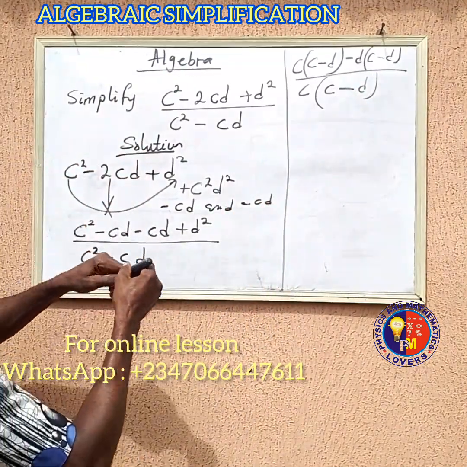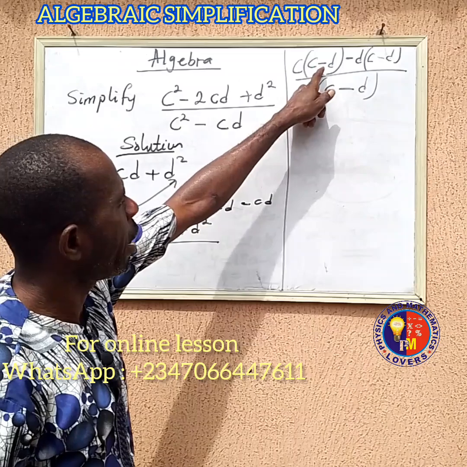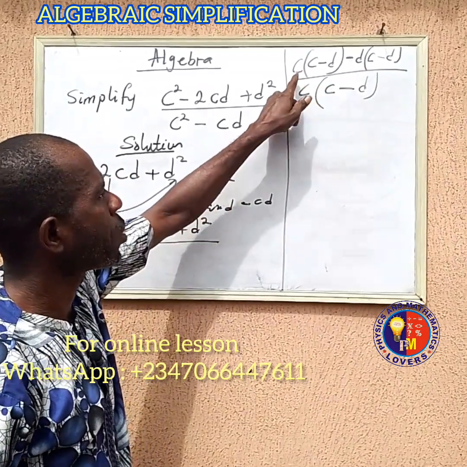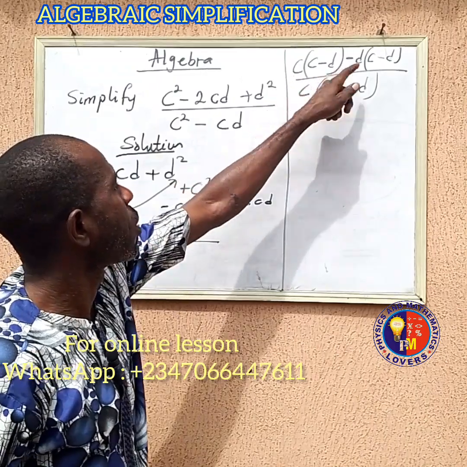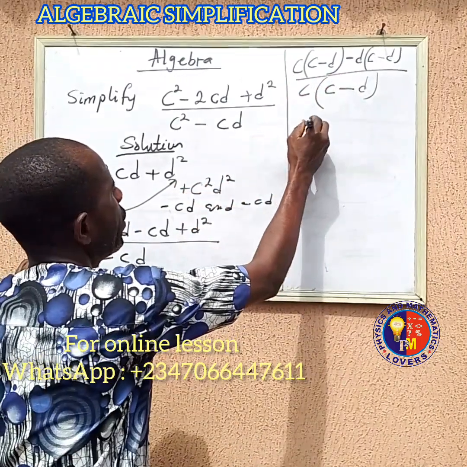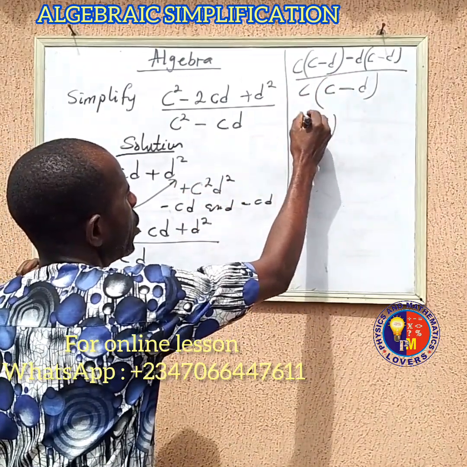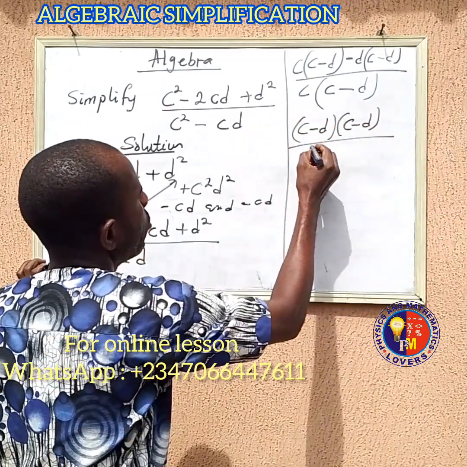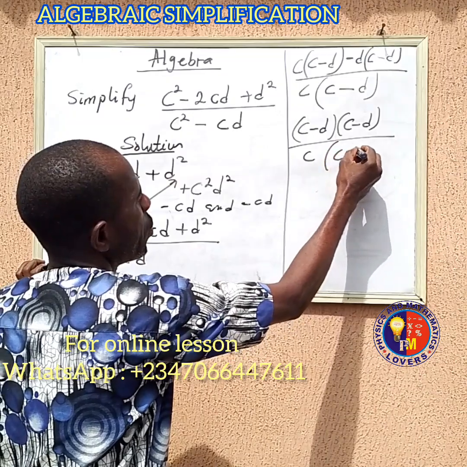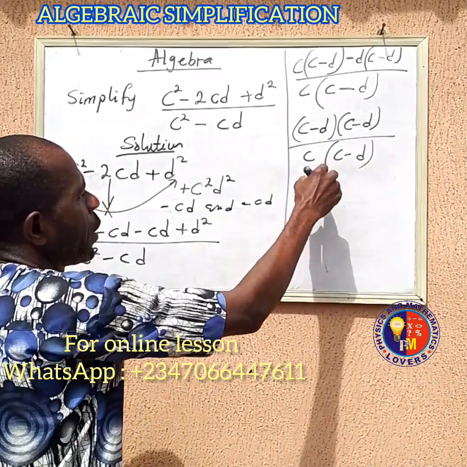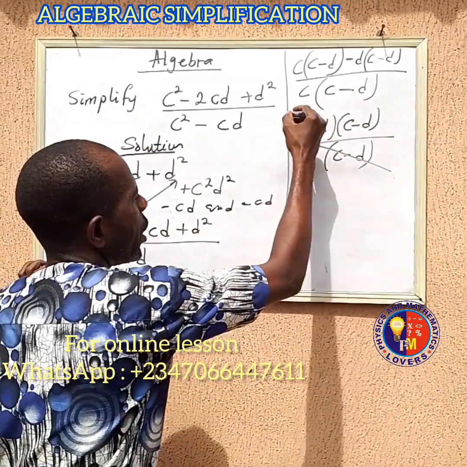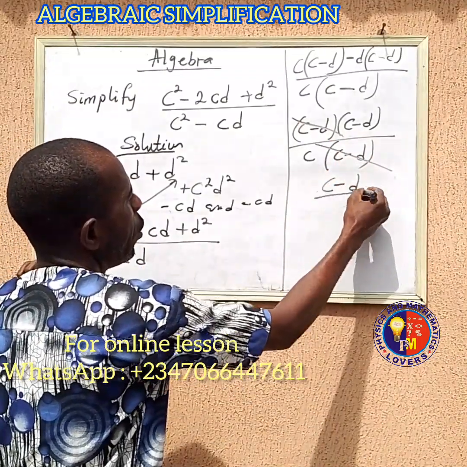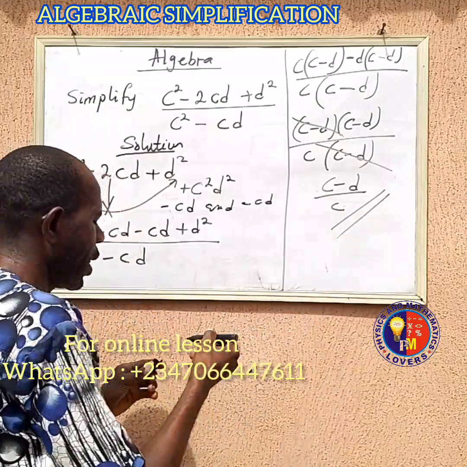Now, if you notice, whenever we are factorizing, what we have in the bracket must be the same. c minus d, c minus d. So in that case, you take this c minus d outside here, then the next one, which means we have c minus d. Then c minus d all over c times c minus d. One of the factors, c minus d, is common, so we just cancel out. So your final answer becomes c minus d all over c. So this is your answer.